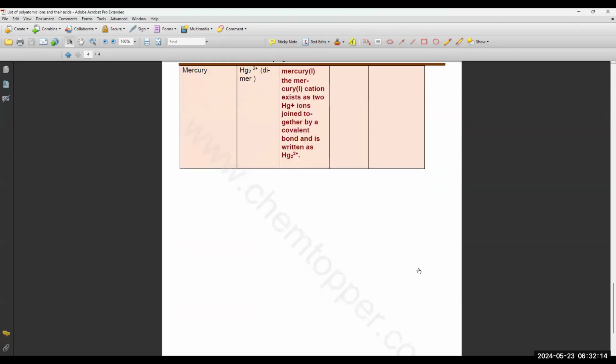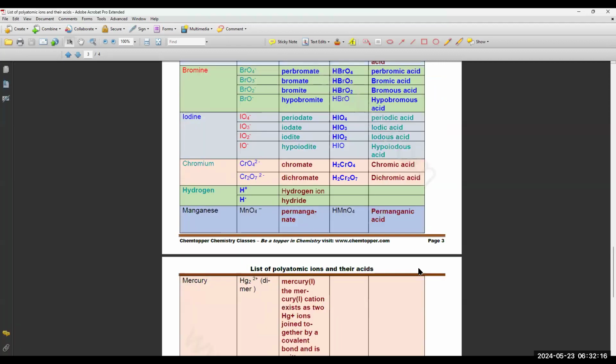Okay, I'm showing you the polyatomic ion list. Do we have dichromate? Yeah, here. See, this was there. So can you work out the molar mass of ammonium dichromate?